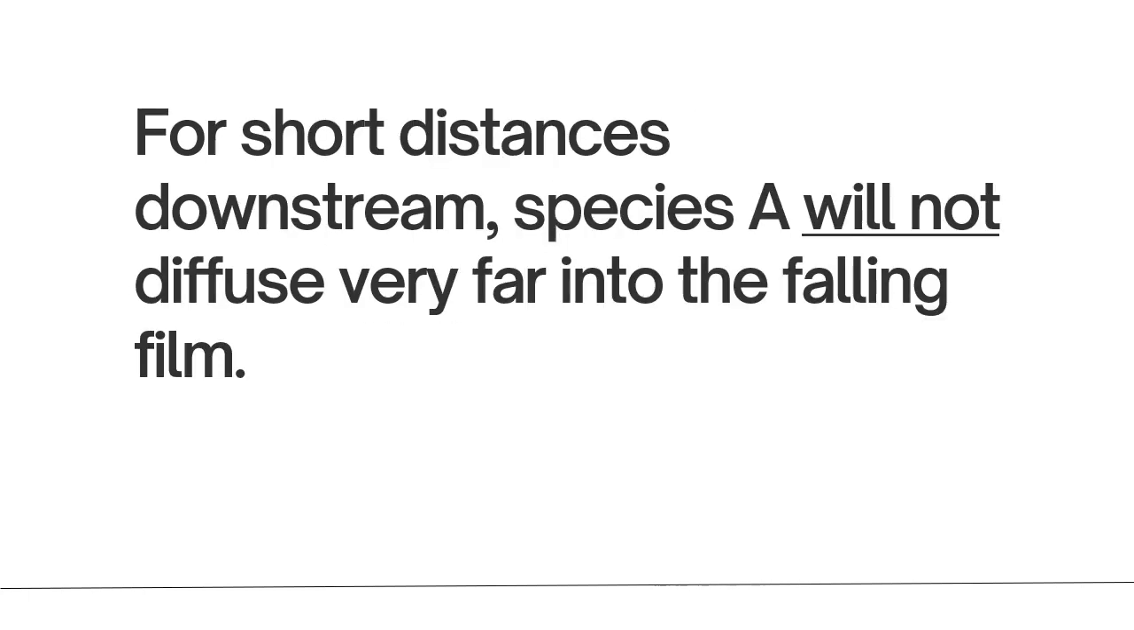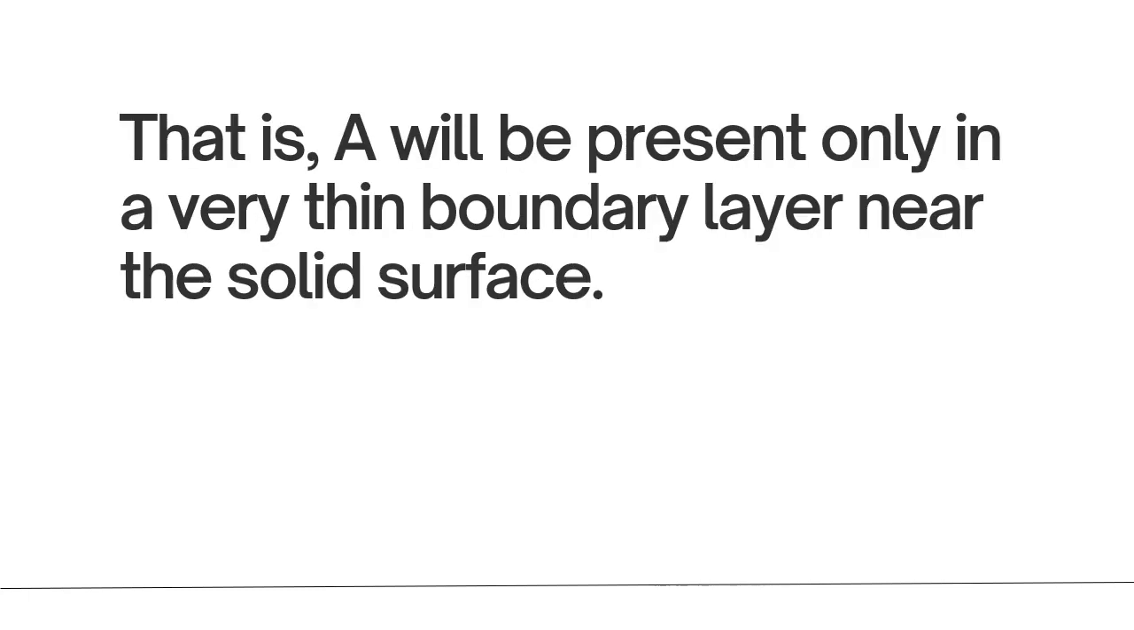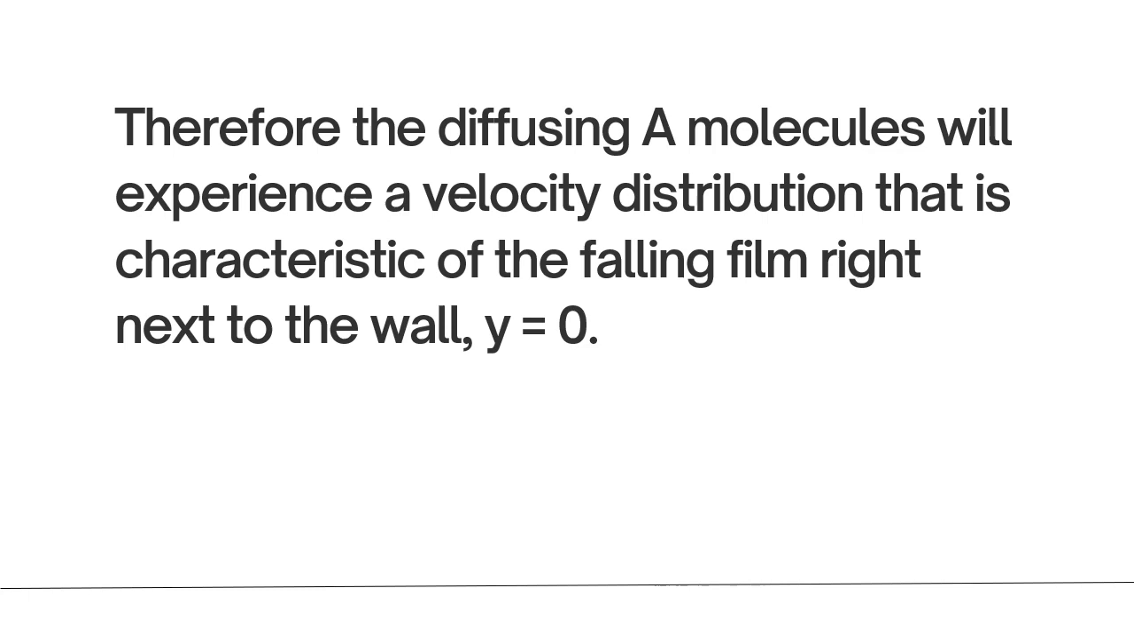For the short distances downstream, species A will not diffuse very far into the falling film. This is another intrinsic assumption which we have to understand. That is, A will be present only in a very thin boundary layer near the solid surface. Therefore, the diffusing A molecules will experience a velocity distribution that is characteristic of the falling film right next to the wall, y equal to 0.